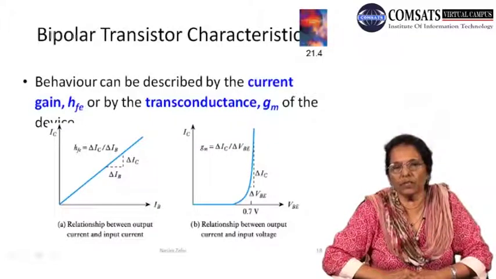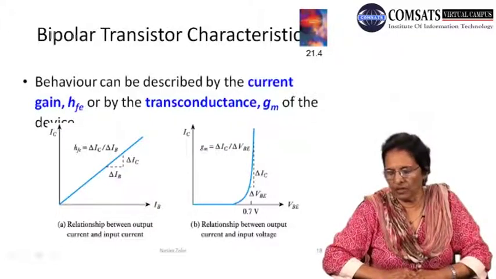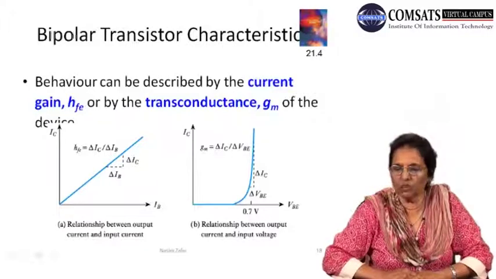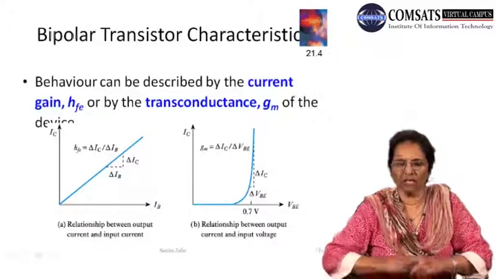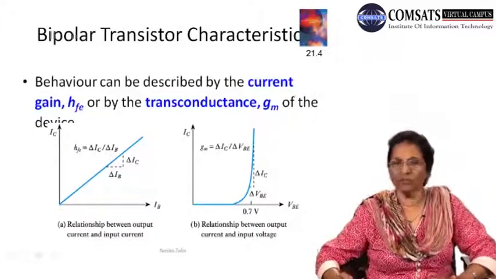और दूसरी तरफ मैंने प्लॉट किया है the output current IC versus the input voltage VBE, and that is defined as the conductance for a given diode.